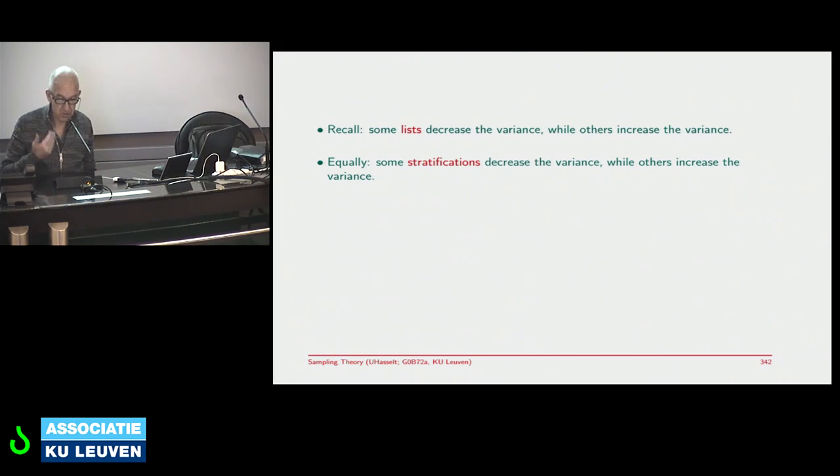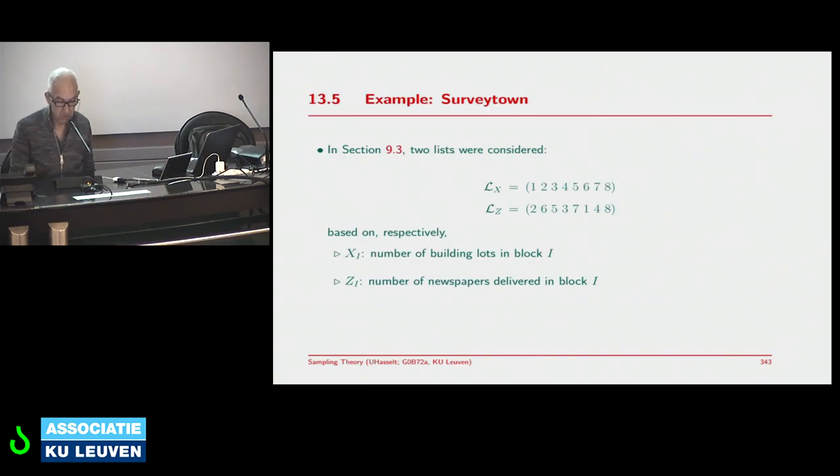Some stratifications decrease the variance, and that's usually what we want and what happens, but others, especially in artificial, but say more generally, small populations, you might see the reverse. Okay, let's see what happens in Survey Town, where we have the X and the Z that we used before in benchmark estimation. The lists that we considered are the list of X, 1, 2, 3, 4, 5, 6, 7, 8 with the units. For Z, it's 2, 6, 5, 3, 7, 1, 4, 8.